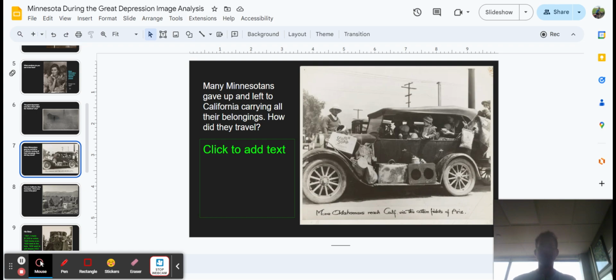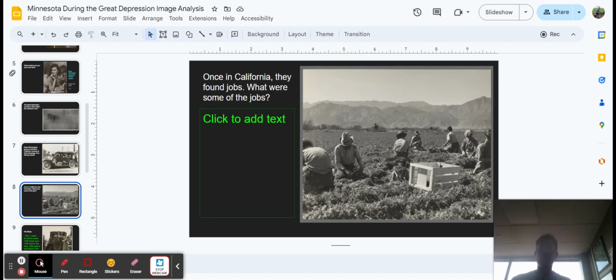Many Minnesotans gave up, and people from all over. A large part of this was the state of Oklahoma. They were called Okies when they were leaving. Many Minnesotans and people from other states gave up and left for California carrying all their belongings. How did they travel? So I would describe it by looking at this picture. Once they got to California, they found jobs. What were some of those jobs?